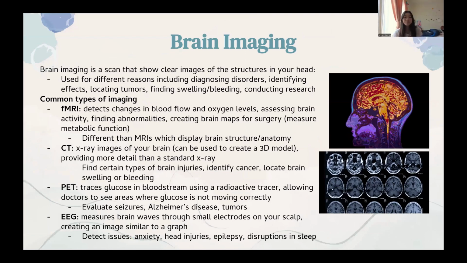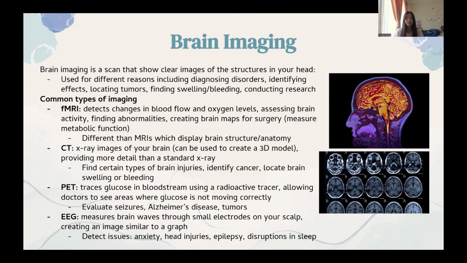Okay, and now we'll be going over brain imaging and different types of brain imaging. So brain imaging encompasses scans that show very clear images of the structures within your head. It's used for different reasons, including diagnosing disorders, identifying defects, locating tumors, finding swelling and bleeding, as well as conducting research. So very common types of imaging include fMRIs, CTs, PET scans, and EEGs.